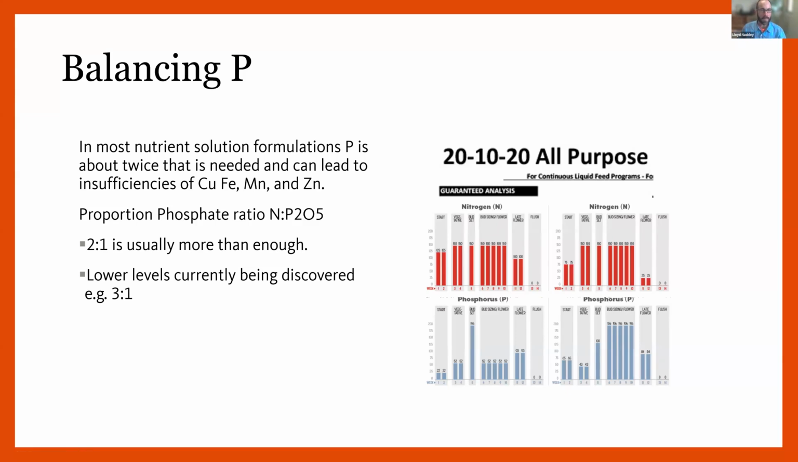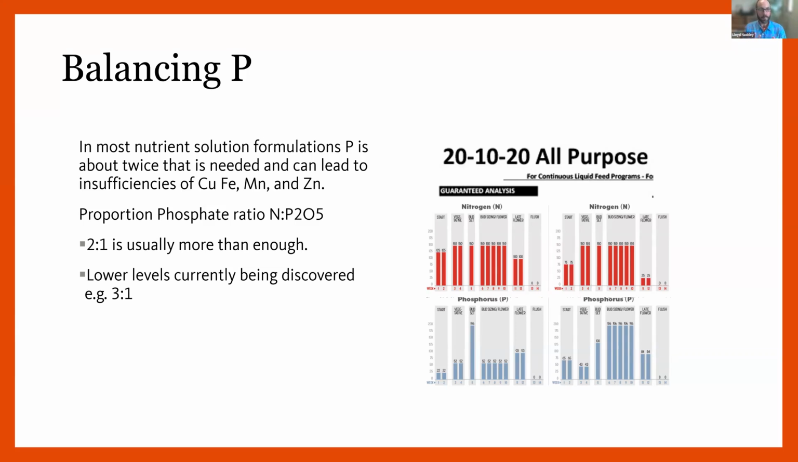A few takeaways, and I don't know if this is too nitty-gritty, but I think it's important. Again, picturing back to that Mulder's chart, the one with the antagonisms and the synergies. Phosphorus, so balancing your P. We're learning recently, I remember I said that we're still discovering things, that in the last 10 years, maybe 15, 20, we think we're over-fertilizing with phosphorus.